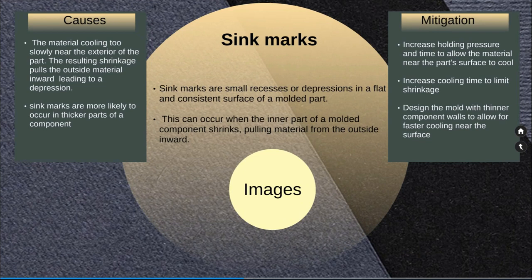So what mitigations can be done? Increasing holding pressure and time to allow the material near the part surface to cool is one way. Next is increase cooling time to limit shrinkage. Third is design the mold with thinner component walls to allow faster cooling near the surface. So these are the ways to reduce the sink marks.